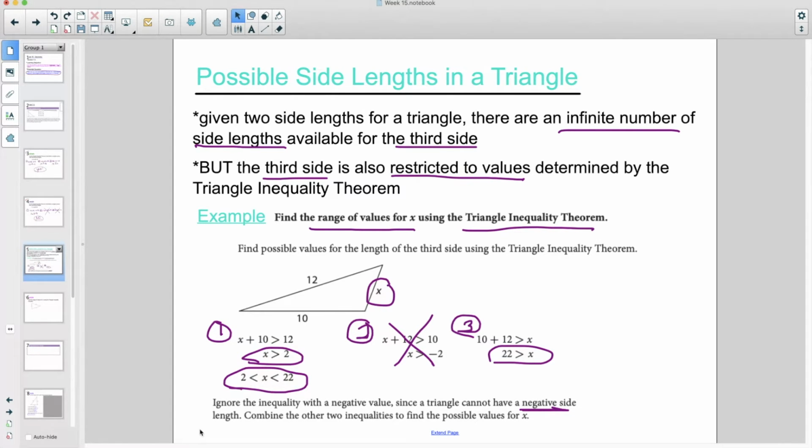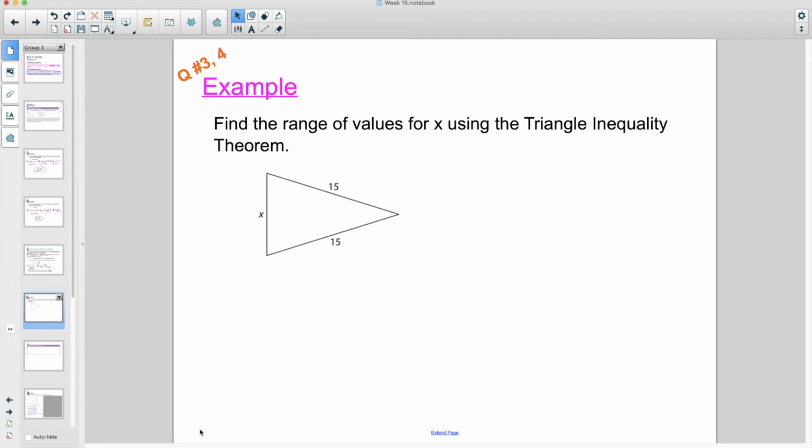Okay, so let's try another one. Our next example is not going to have the work filled in, so we'll work through it together. Getting you ready for question 3 and 4. So we have a triangle here. Notice two of those side lengths are actually equivalent. This would be my isosceles triangle from last week. So we're going to find the range of values for x using that triangle inequality theorem. So let's set up our inequalities. Then we'll work through it and work to combine to get that range.